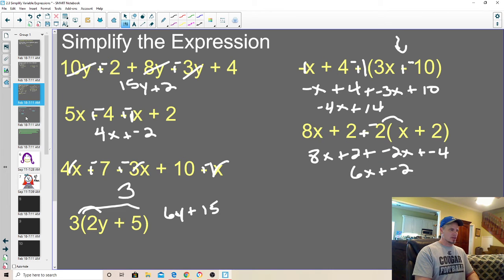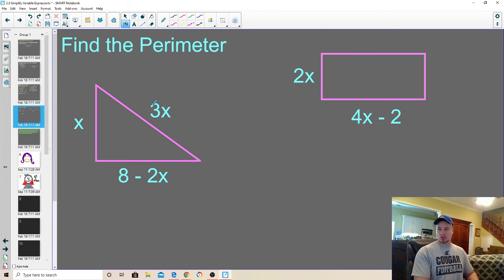Okay? Next slide. When you're finding perimeter, you're simply adding sides together. And when you're adding sides, you add like terms. Okay? So what I want to do, I'm going to keep it, change it. I'm going to put a 1 in front of this to help. Now, remember, perimeter is just adding sides.